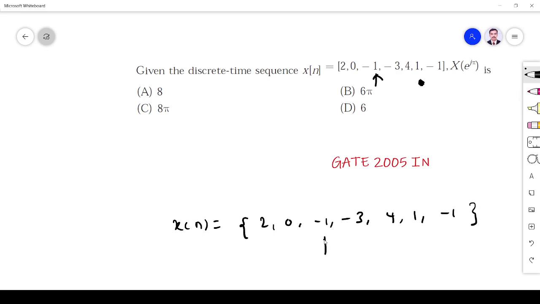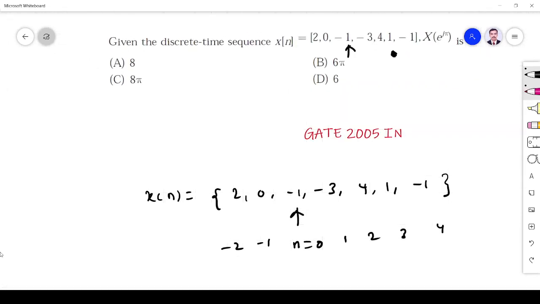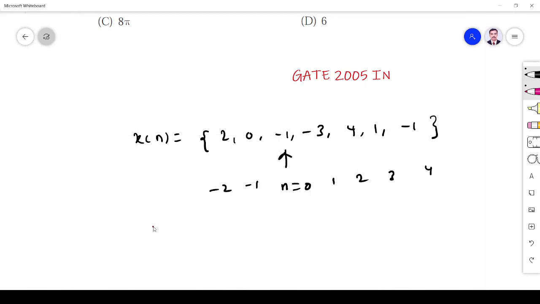And they have marked that this is the origin, so it is 0. This is n minus 1, n minus 2, plus 1, plus 2, plus 3, plus 4. What we have to find is X of e power j pi. What is X of e power j pi?